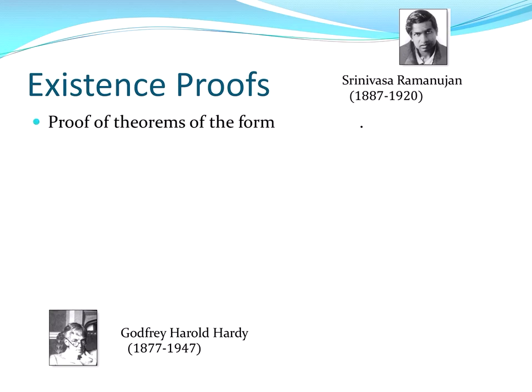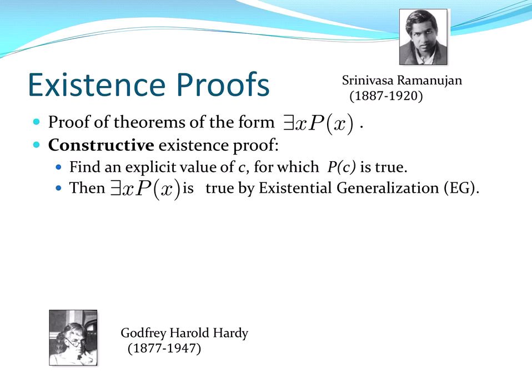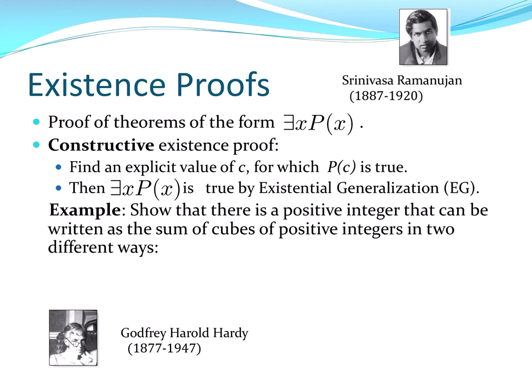One of those types is, well, for existence, we need to show that there exists x such that P(x). That means we need to find at least one x in the domain that makes P(x) true. For a constructive existence proof, this is one of the types of existence proofs, we will actually find a c for which P(c) is true, and then we can say that there exists x P(x) by existential generalization. Here's an example.